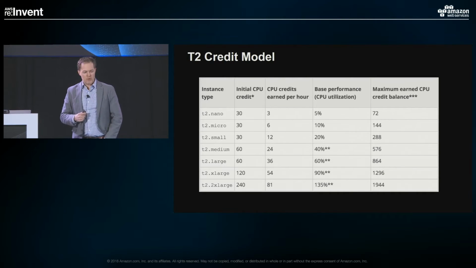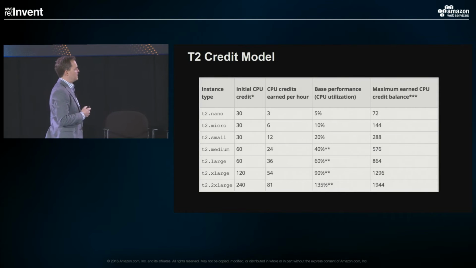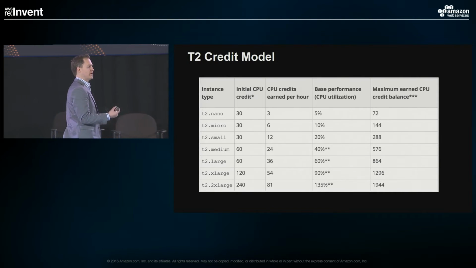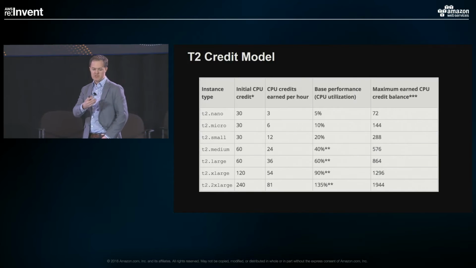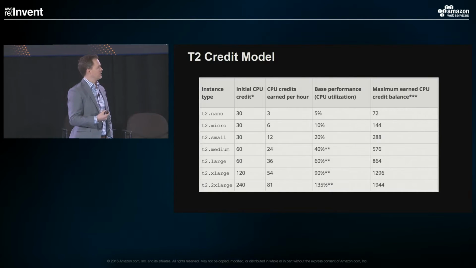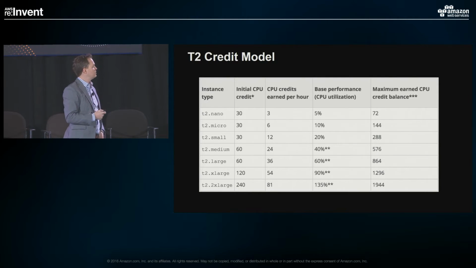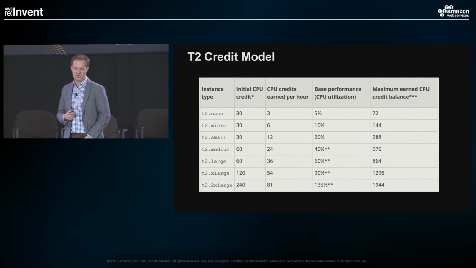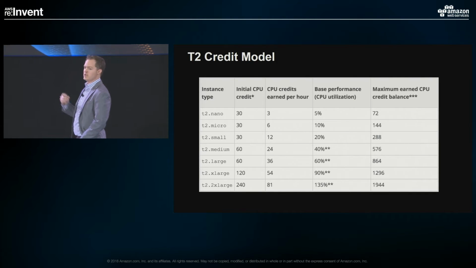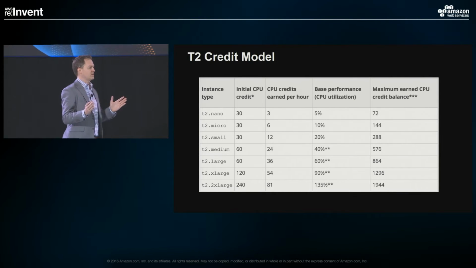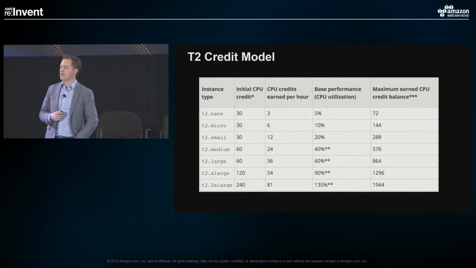So CPU credits earned per hour, this is sort of how fast you're going to earn those credits. And so, for instance, for a T2 medium, you're going to earn 24 minutes worth of running at full performance every hour. And so what that turns into is the number you see in the third column, which is the base performance. So this is 24 divided by 60 is 40%. So that's the base utilization that you're able to use a T2 medium for. Now, the important thing to notice is that this is of a single CPU core. So a T2 medium has 2 cores, so you can use one 40% of the time, or you can use 2 20% of the time. And either one of those is going to count the same in how a T2 does that accounting.